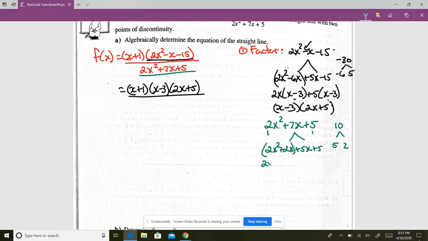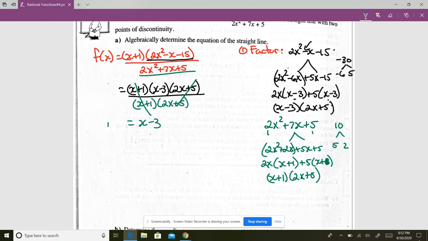Bracket the first two, take out a common factor, in this case 2x. Take out a 5 in the second one. Oh, because that is a 5, so that would be a 1. There we go. So you know you're doing it right if the brackets match. And then I get x plus 1 times 2x plus 5. So on the bottom is x plus 1 times 2x plus 5. So it looks like we have two things that cancel. And I'm left with x minus 3 is my function.